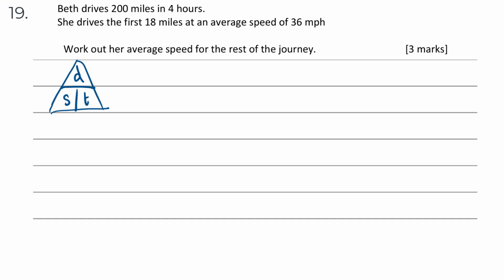Okay, now we're going to look at this journey in 3 different ways. First off, we're going to look at the whole journey, so the total journey. Now the total journey, what is D, what is S, what is T? Well, we've got the distance, which is 200 miles. We don't have the speed, but we have the time, which is 4 hours. But we can find S using the other two. So stick your finger on top of the one you're trying to find, in this case S, and then the triangle tells you what to do with the other two.